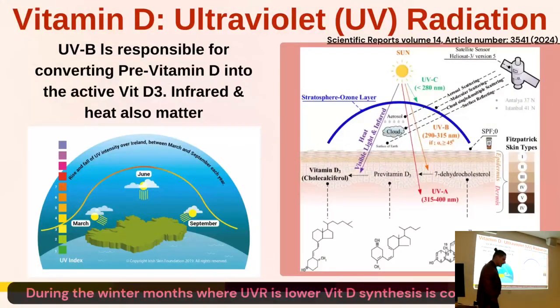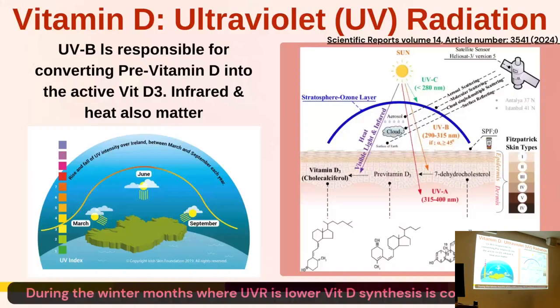So UVB light is important for the conversion of pre-vitamin D into vitamin D3, right? Alongside heat. Okay, so this is important. Provided we've got the right wavelength, the UVB light, and the heat, then we can convert 7-dehydrocholesterol and pre-vitamin D3 to vitamin D3, the cholecalciferol, okay? Provided we've got the right temperature and the right light.